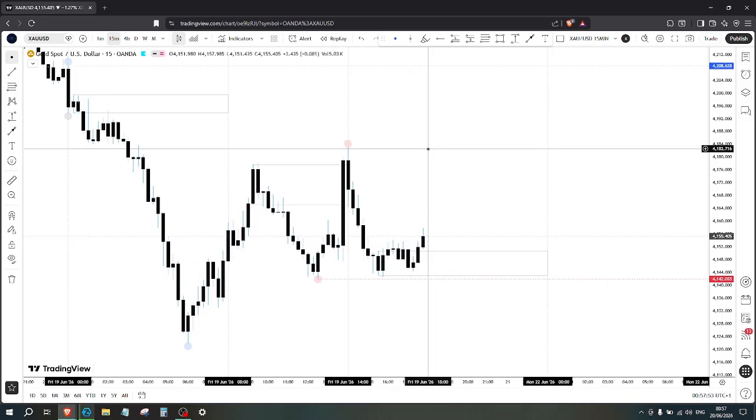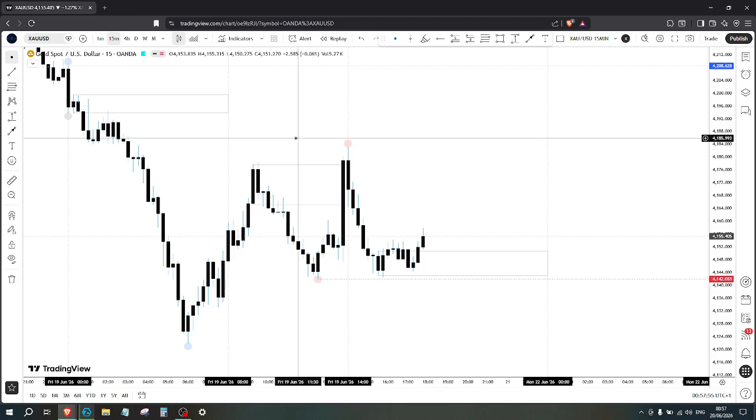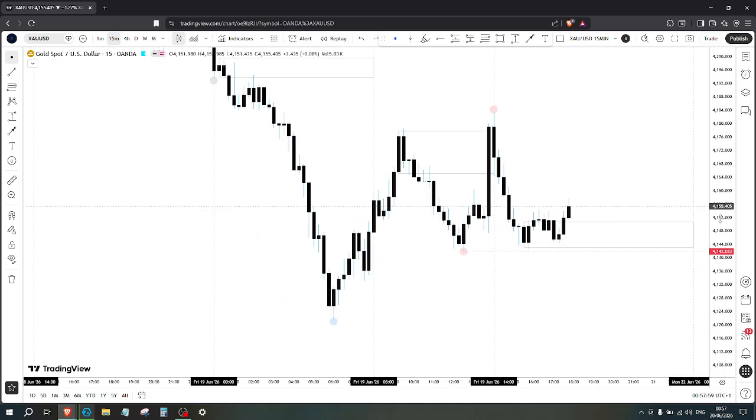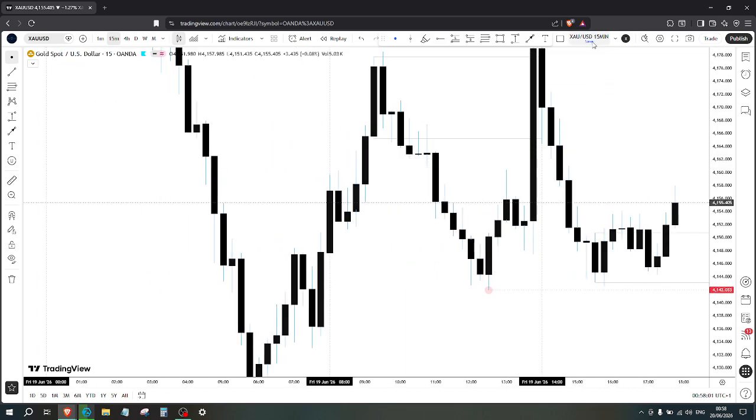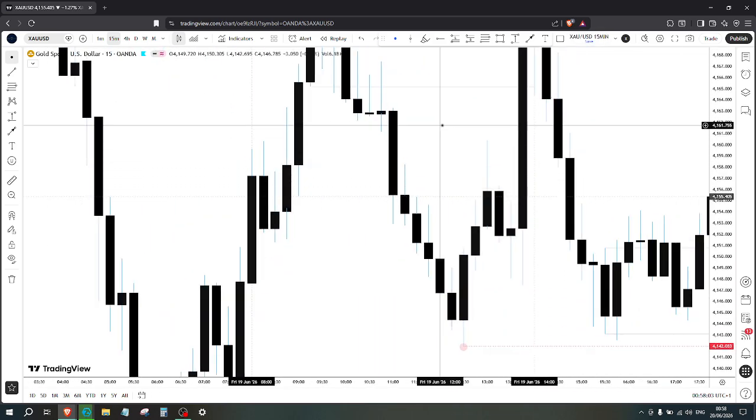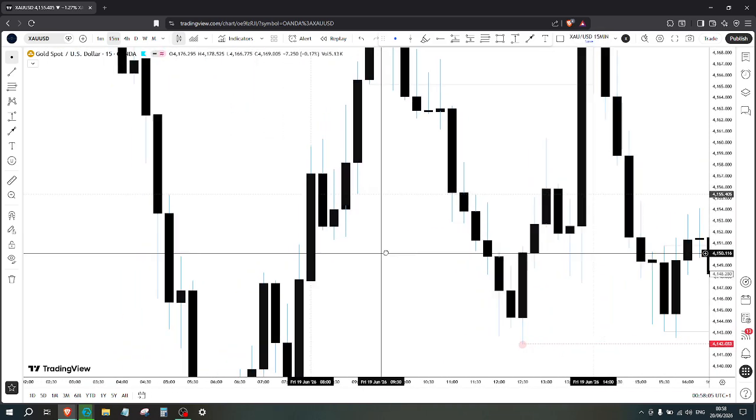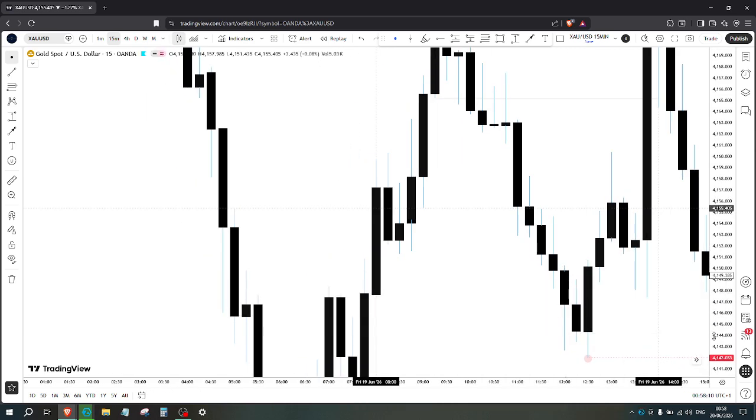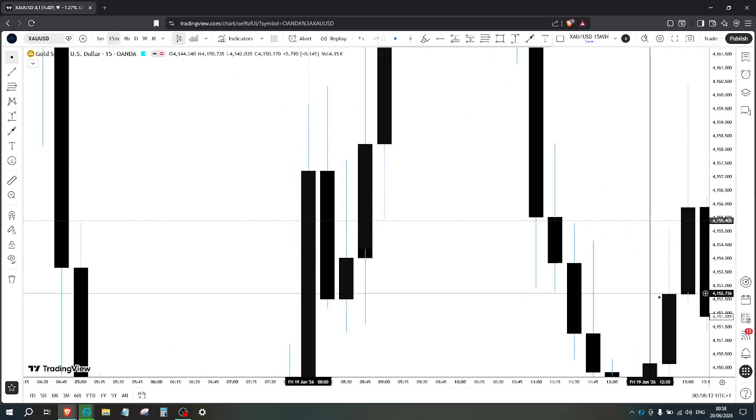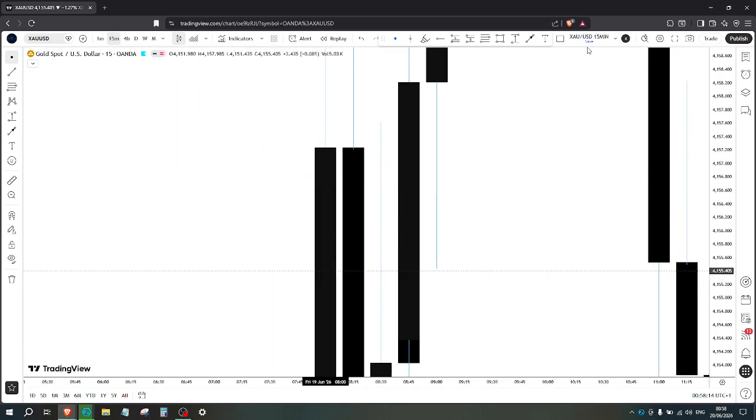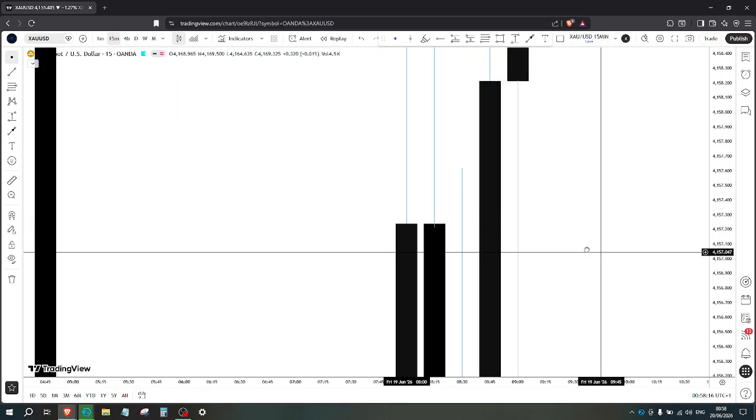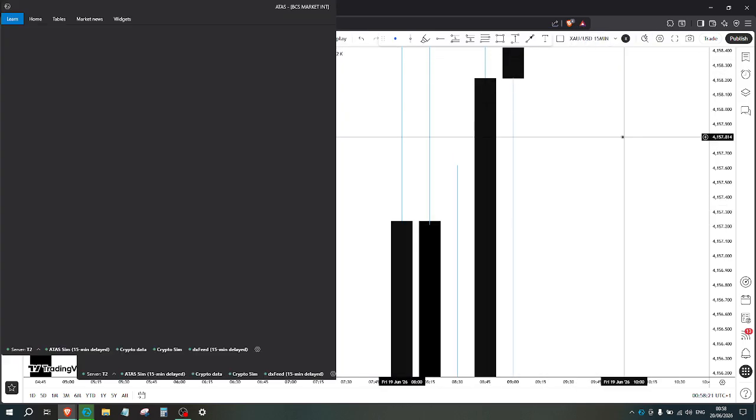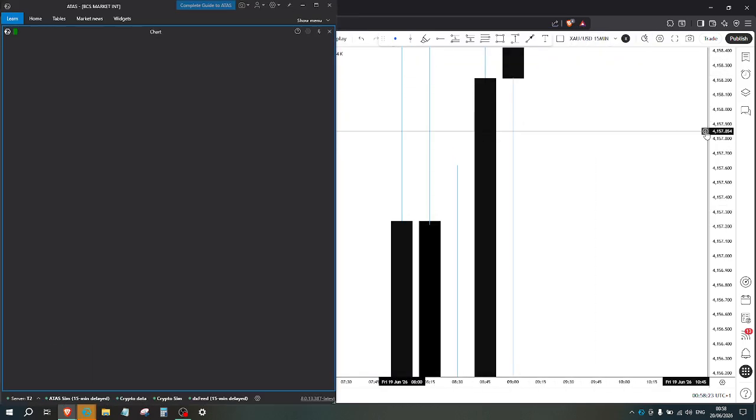So let's use today's session as an example. We have the first high. Zoom in as much as you need. Flat bodies facing to the upside. Cool, flat bodies facing to the upside.